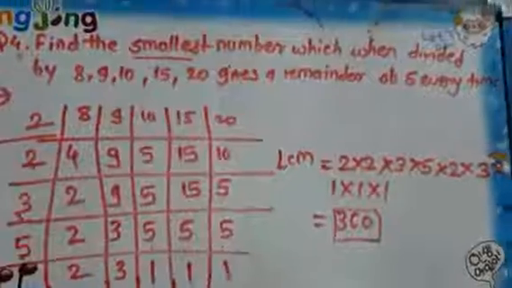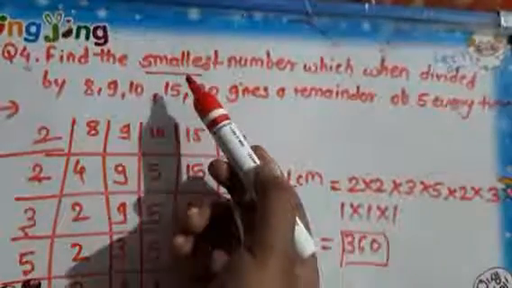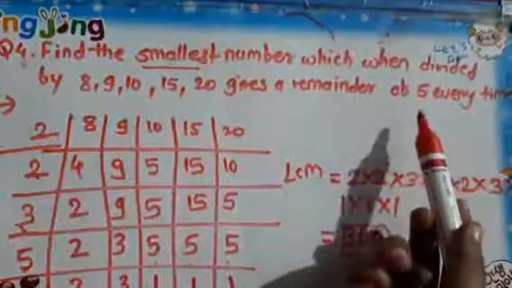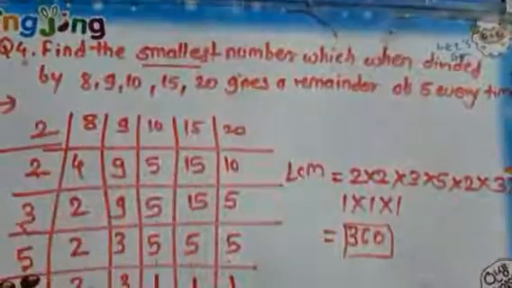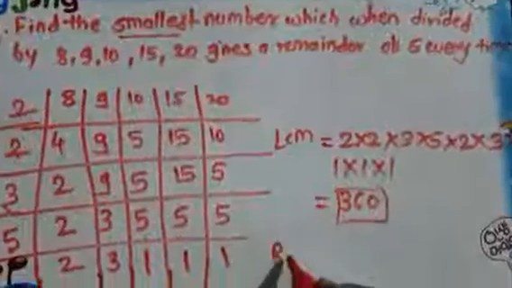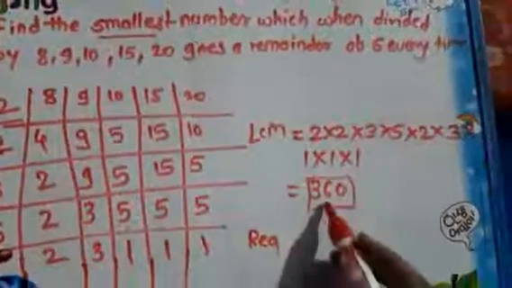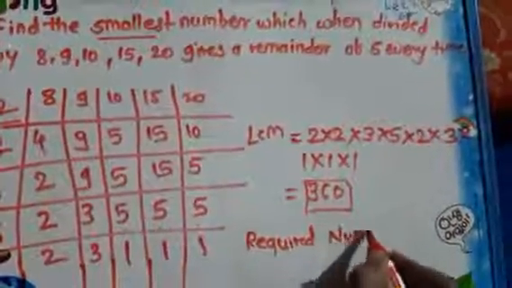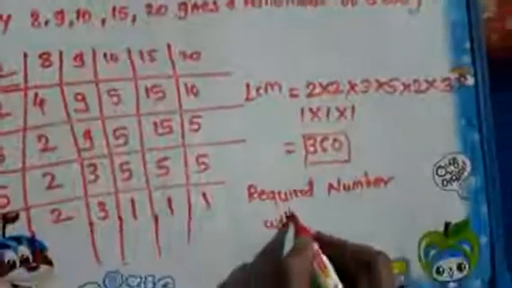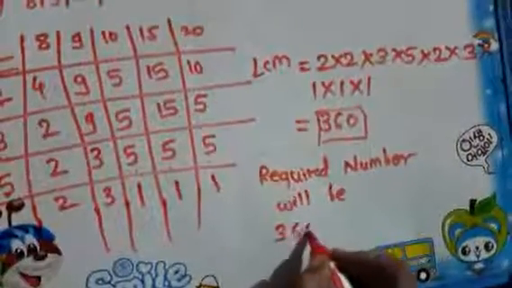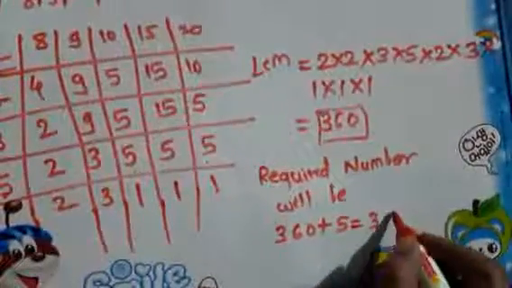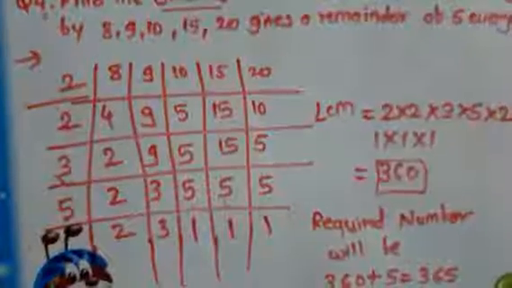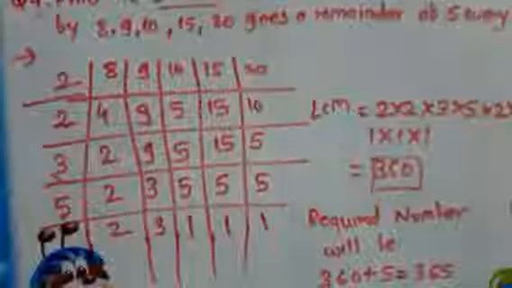But whatever number we are finding, that number gives the remainder of 5 every time when divided by all these numbers. So we have to add 5 to this number to get the required number. So the required number will be 360 plus 5, it will be 365. So after this, the remaining questions we will see in our next session.